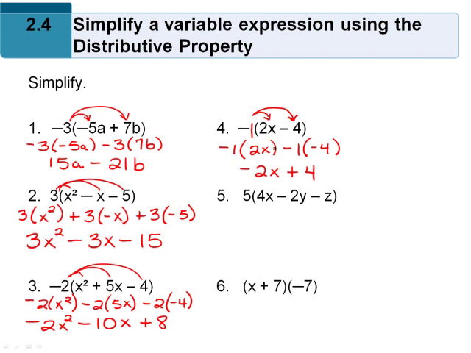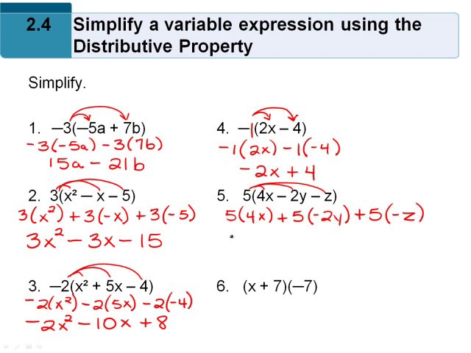All right, let's look at number 5. We're going to have to distribute 5 through these three terms, 4x minus 2y minus z. So we're going to multiply 5 times all of those. So we have 5 times 4x, and that's a positive 5. That's how I know to put a plus sign, times negative 2y, and then a positive 5 again, times negative z. Okay, so now we multiply.